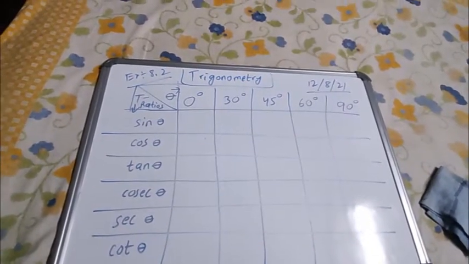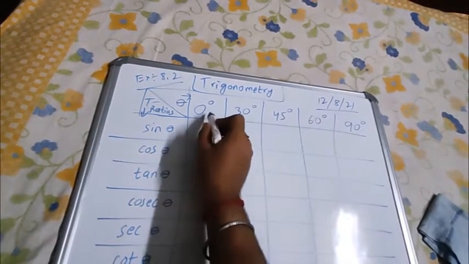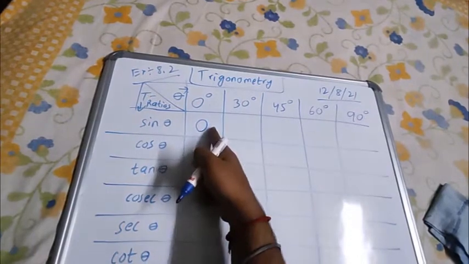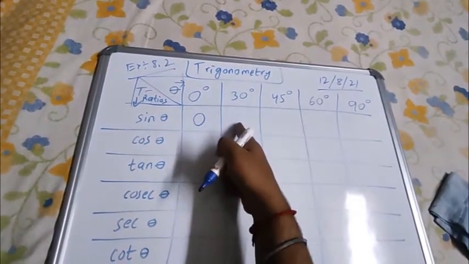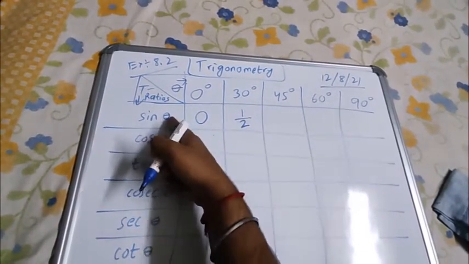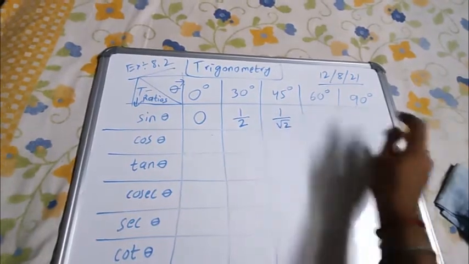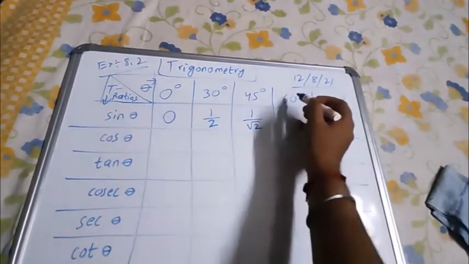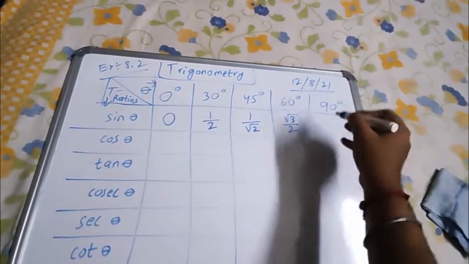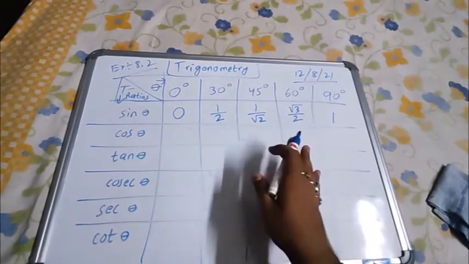First of all, I will be writing the value of sine theta. Sine 0 degree, answer will be 0. Sine 30 degree, answer will be 1 by 2. Next, sine 45 degree, answer will be 1 by root 2. Sine 60 degree, answer will be root 3 by 2. Sine 90 degree, answer will be 1. Clear? So these are the 5 values of sine.